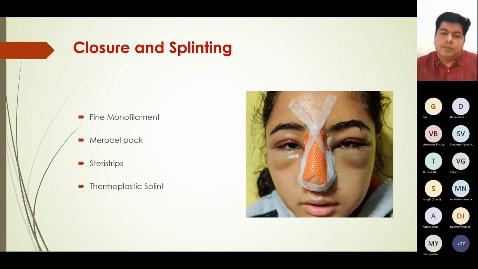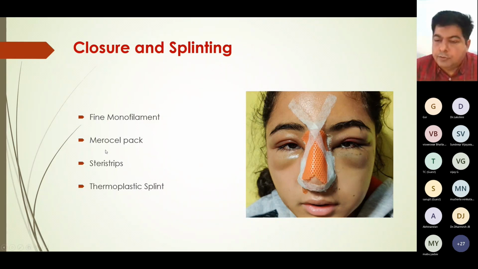Then finally, there is closure and splinting. You all know about it. The sutures you should use should be the finest possible. It should be a monofilament. It should not be a braided suture. And usually people will use Monocryl or PDS or even Ethilon.